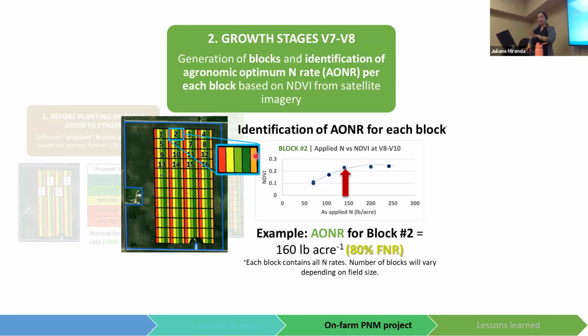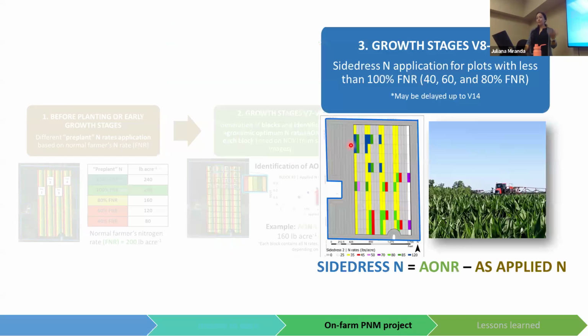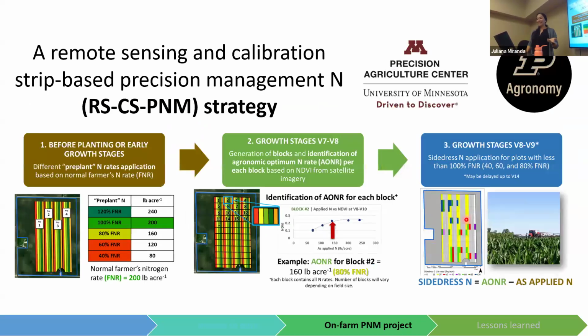For each individual block, we are going to do this nitrogen response curve. So for each individual block, we are going to identify what is the optimal nitrogen rate. And then for sidedress, we are going to apply what is needed to reach that optimum in those areas that don't have that optimum yet. So in theory, that is how this works.